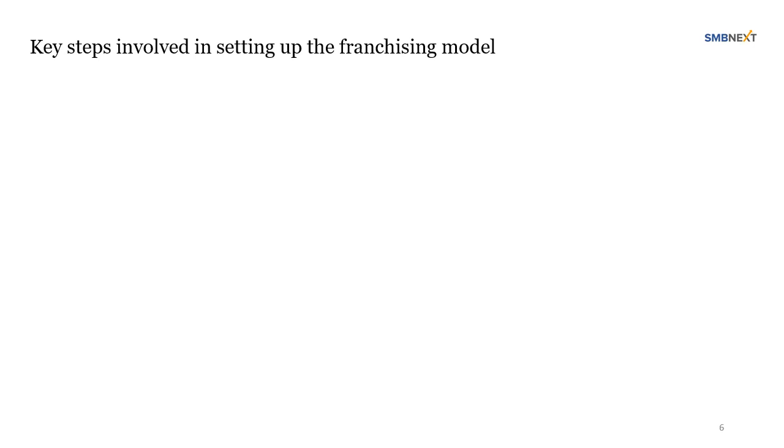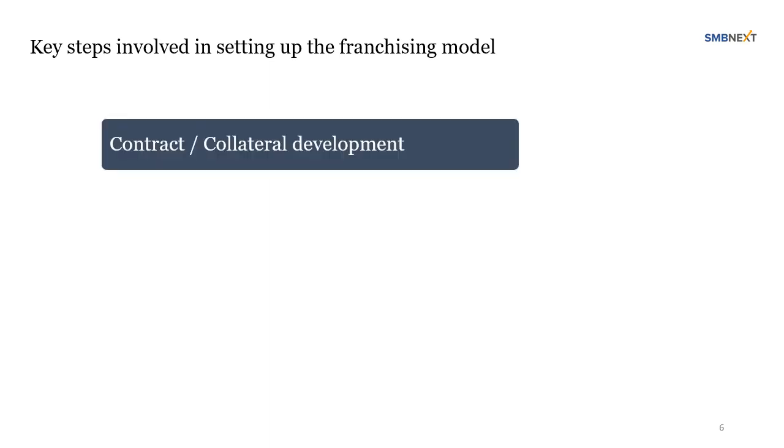Now that you have a basic understanding of the models, and an understanding of the important factors to select the right model for your business, let's understand the key steps involved in setting up the franchising model. The first step is contract or collateral development. A contract is the most important aspect of any franchising, because that is going to govern the entire franchising relationship.